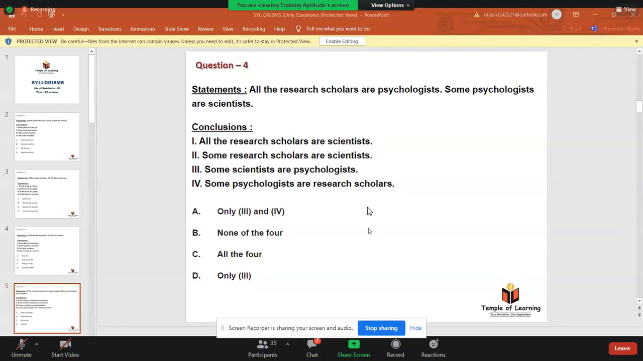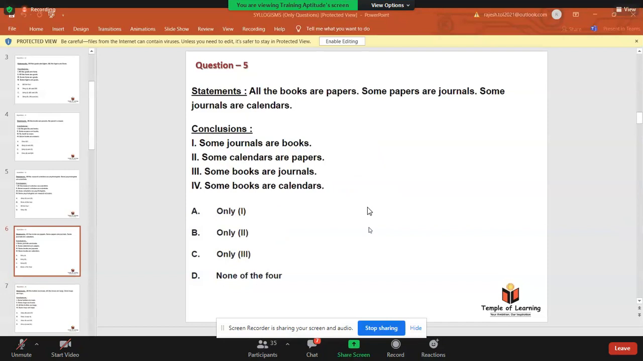Next question, question number 5. All the books are papers. Some papers are journals. Some journals are calendars. Okay, so different possibilities. All the books are papers. So now I've got four entities here: books, papers, journals, and calendars.